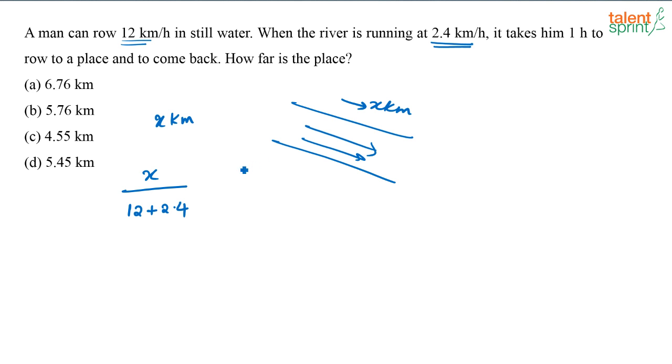Now what is the time to travel upstream x kilometers? Time to travel upstream x kilometers is x divided by (12 minus 2.4). Put together, the total time to go down and come back up is 1 hour. You have to find out the value of x, that's the question. So what will you get? x divided by 14.4 plus x divided by 9.6 is equal to 1.